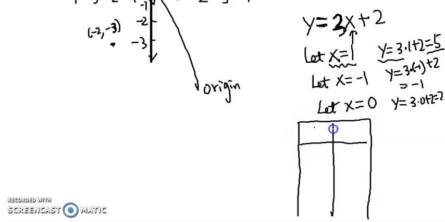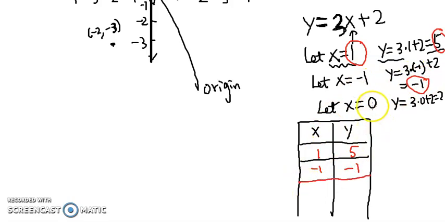I will create one column for x and another column for y. And I'm going to put the numbers I got. When I pick 1 for x, I plugged 1 in there, I got y equal to 5. So they are a pair. And when I picked the -1 for x, I got a -1 for y. And when I picked the 0 for x, I got 2 for y. We can keep doing this.